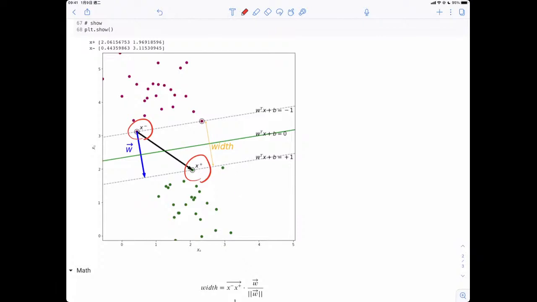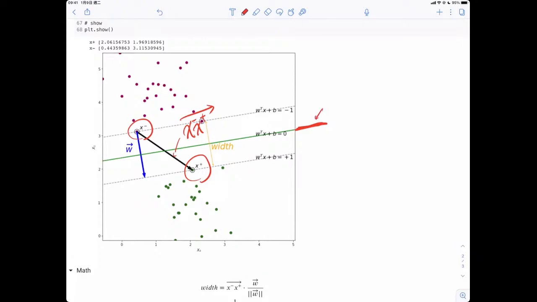And we connect these two points, and it creates a vector, which is the black one right here. And the green line is the line we'd like to find, which is the support vector machine line. Okay? So if we make a projection of this black line, this line we call x minus x plus, which is a vector, right?